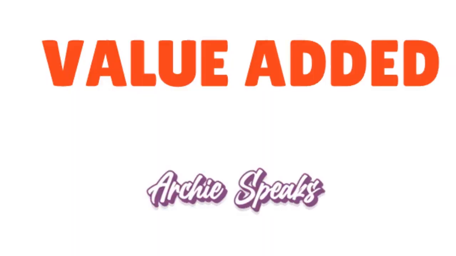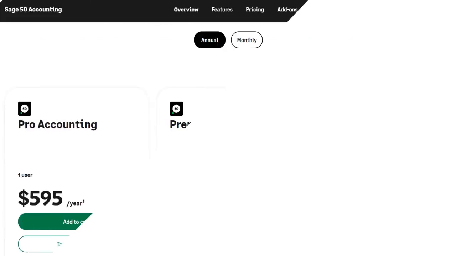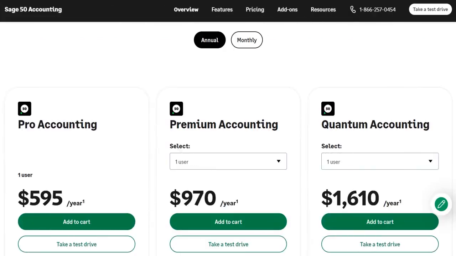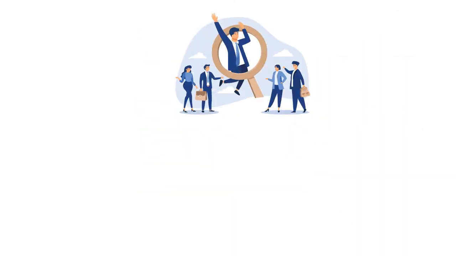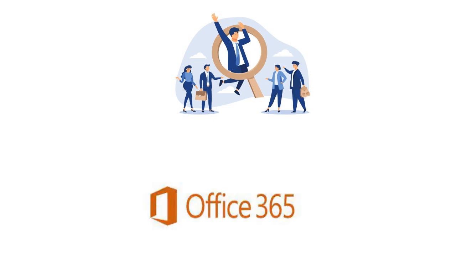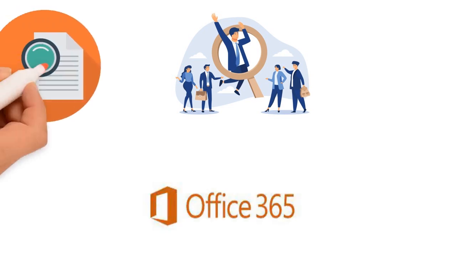I want to talk to you about the value added here. So when we think about Sage, what kind of value added should you be thinking about? Well, Sage 50 invoicing software stands out in many ways. Job costing, financial reporting, Microsoft 365 integration. Those are the top three that we were able to identify in our research.